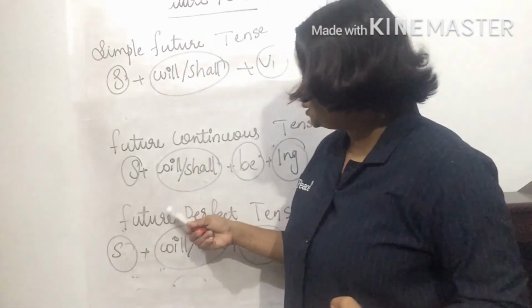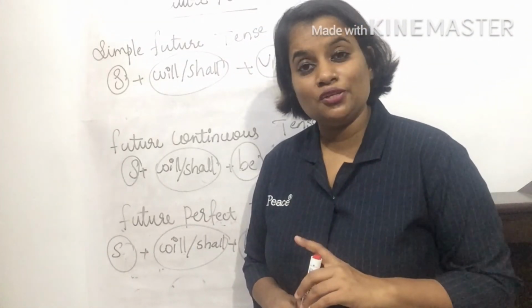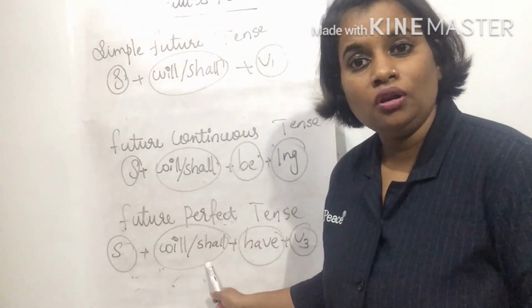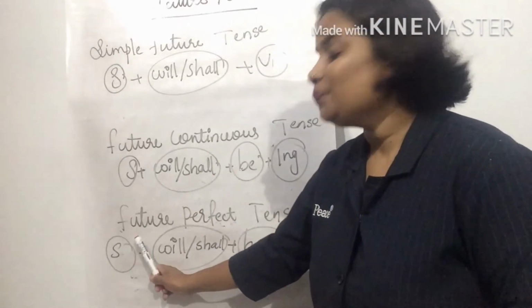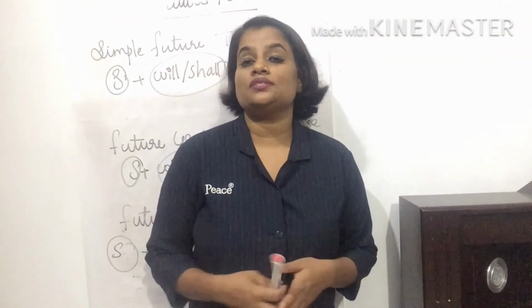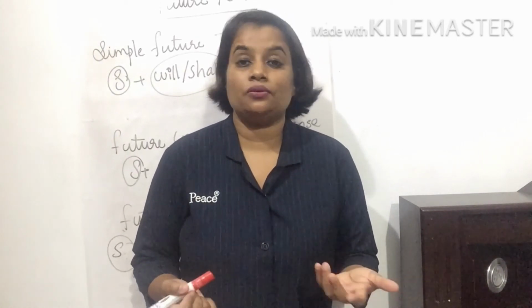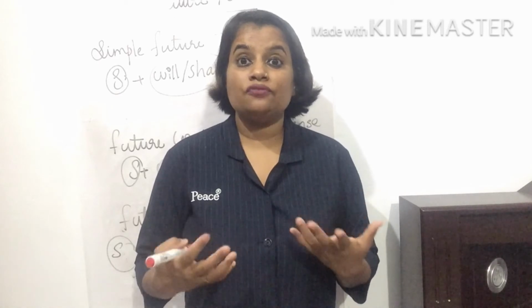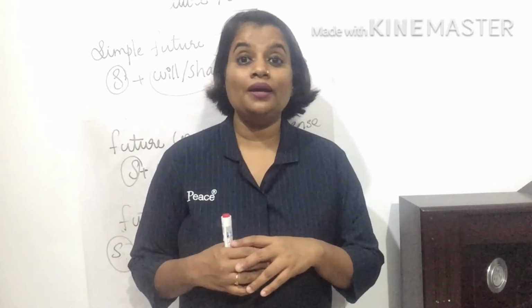Okay, so the next one is future perfect tense. Always in the perfect tense, which form of the verb are we mainly using? Yes, that's the V3 form. So subject plus will or shall plus have plus V3. Okay, so this is the future perfect. When your teacher is asking about the homework or your assignment, when will you submit, you can give the answer immediately with the future perfect tense: I will have submitted by Monday.